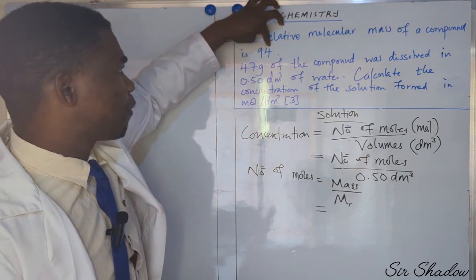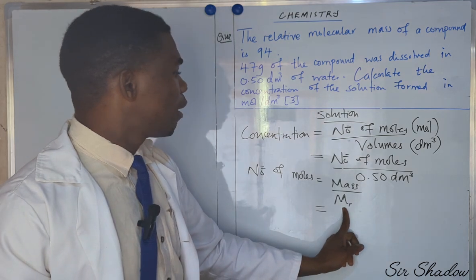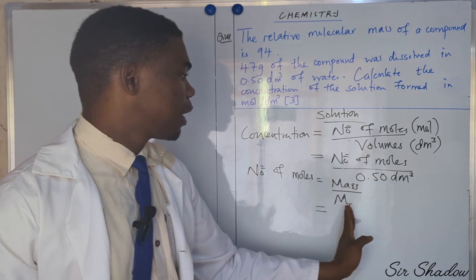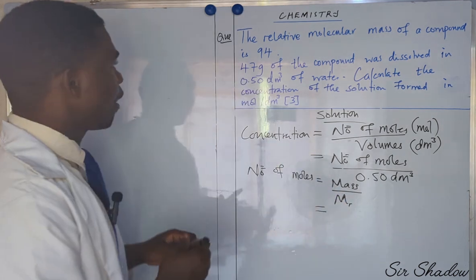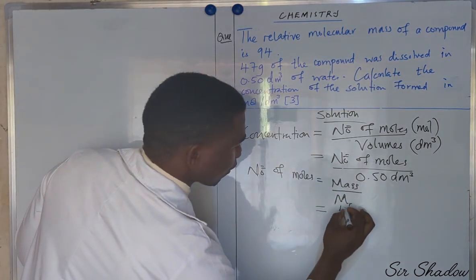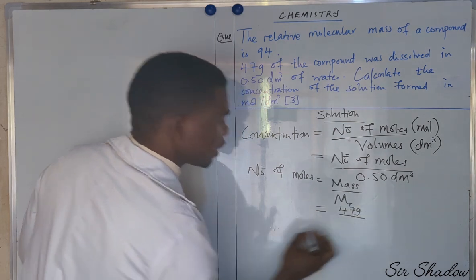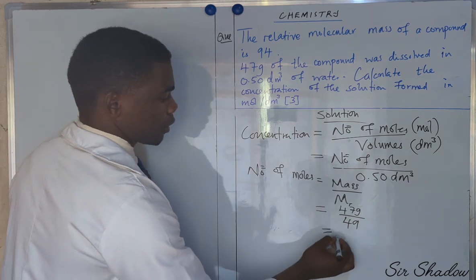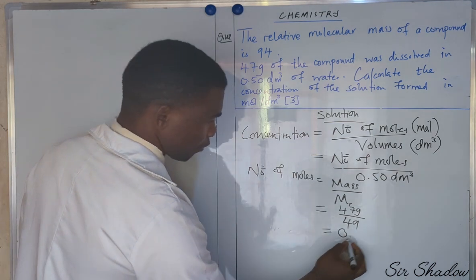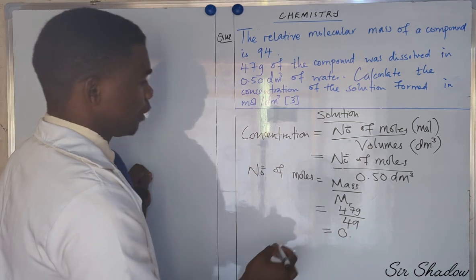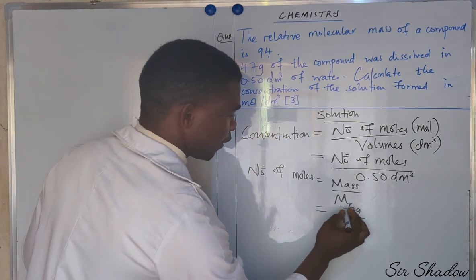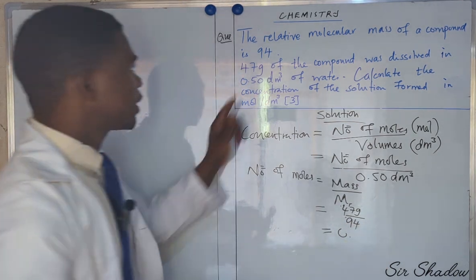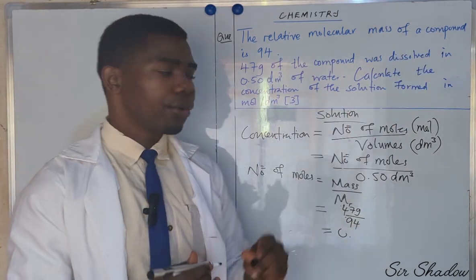The relative molecular mass is also known as the molecular mass, right? Which is Mr., is 94. Then you are given the mass as 47 grams. So we are saying 47 grams divided by 94, right? 94 is our relative molecular mass, also known as molecular mass.